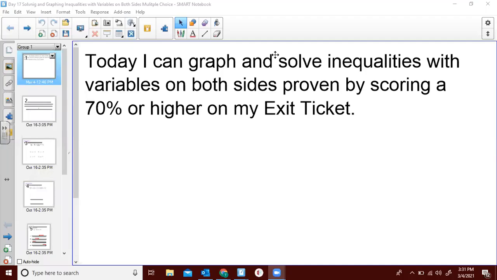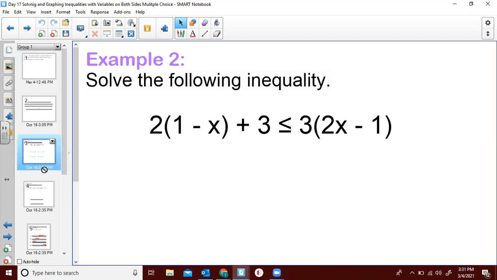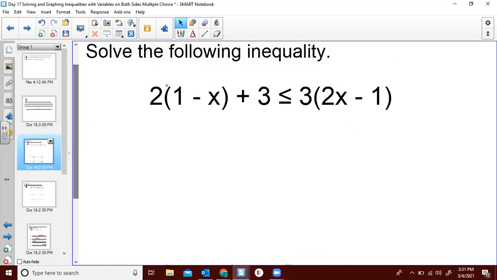All right, so today we're going to be talking about graphing and solving inequalities with variables on both sides. So I actually like to start off with this example because I'm going to do it the longhand way, just so you have an example of that. And this kind of covers all of our steps.